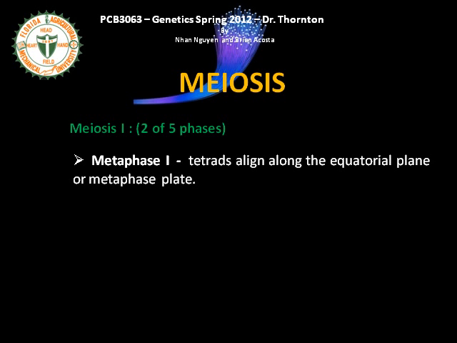Metaphase I. In metaphase I, tetrads are aligned along the 3D equatorial plane or midline plane of a sphere-like cell. Centrioles or centrosomes are exactly 180 degrees on opposite sides of the cell.